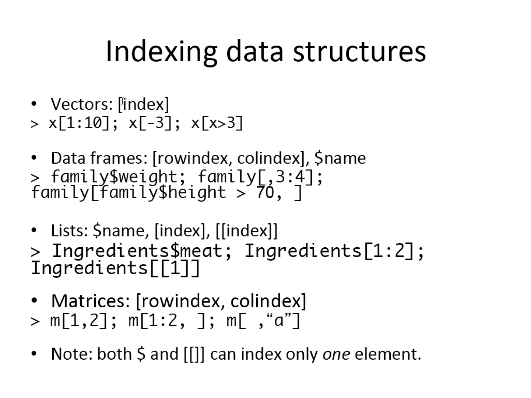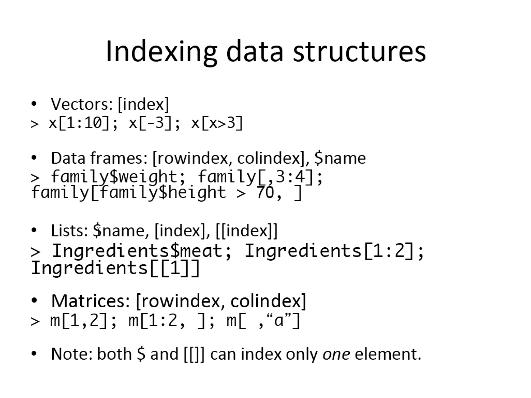Just a quick summary. For vectors, we just have the index information between the square brackets. We're working on 1 dimension. So here are examples to try out. Data frames have 2 dimensions, so rows and then columns. So here, for example, all the rows, columns 3 to 4. We actually pull out variables with $ as well. That's a way of getting into the columns. So family$weight pulls out the weight column. And we can mix it up. Family$weight greater than 70 gives all the observations where weight is greater than 70, and all the columns.